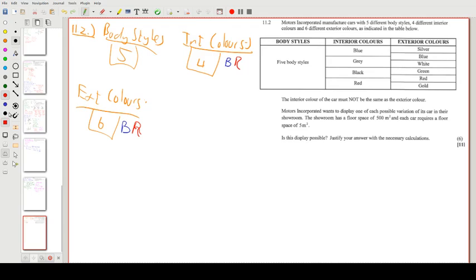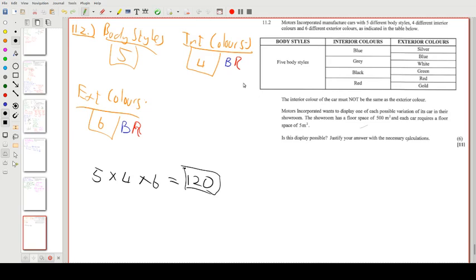Now, let's see what the rest of the question says. Motors Incorporated wants to display one of each possible variation of its car in the showroom. The showroom has a floor space of 500 square meters, and each car requires a floor space of 5 square meters. Is this display possible? Justify your answer with the necessary calculations. To find out how many different cars we can make, it's the number of body styles multiplied by the number of interior colors multiplied by the number of exterior colors. That gives us all possible combinations. So 5 times 4 is 20, 20 times 6 is 120.